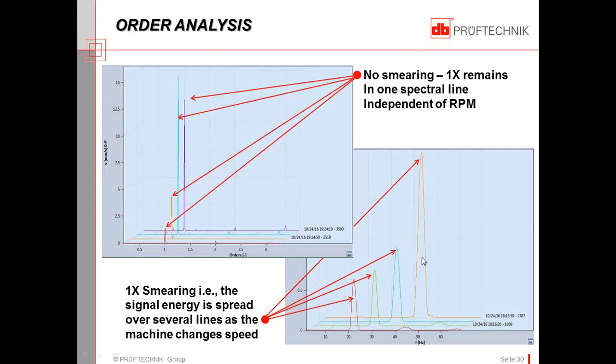Whereas when we do try to do some trending or comparison of 1x peaks without order analysis, we have the issue of smearing. We have the issue that they aren't a straight line in the waterfall plot, etc. So order analysis really improves that. It's another tool that hopefully you will be able to consider.